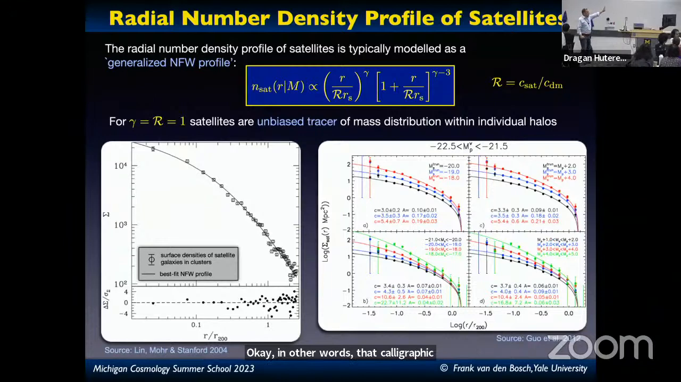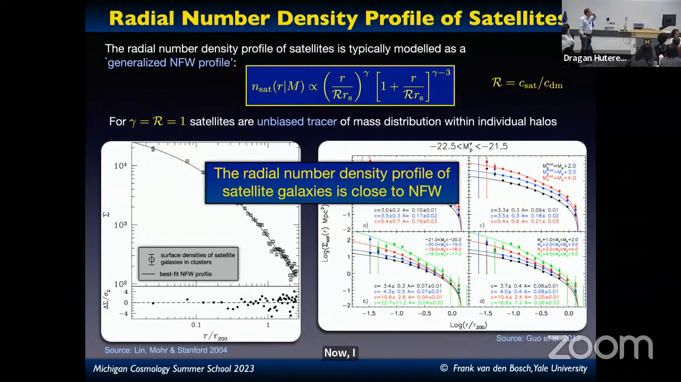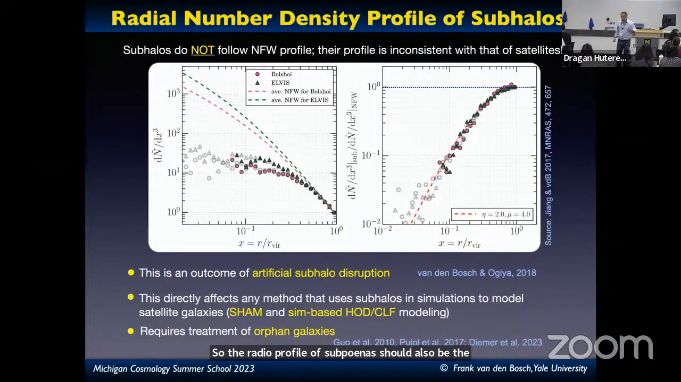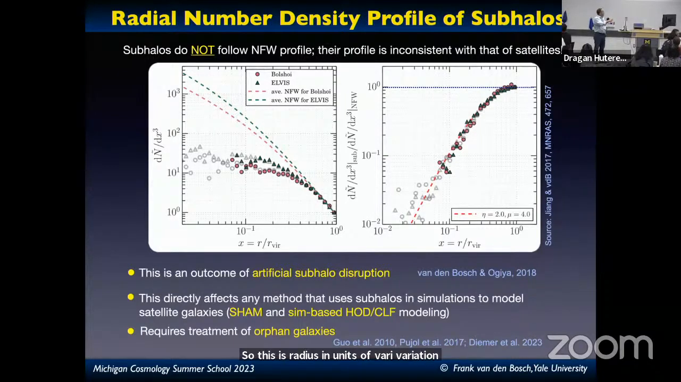Now, I want to end today on one surprising note. So here I show that data tells you the radial profile of satellite galaxies seems to be roughly NFW. I also told you that satellite galaxies live in subhalos. So the radial profile of subhalos should also be the same, right? Unfortunately, it's not. You can go to your simulation, find halos, and measure the radial profile of dark matter subhalos. And that is shown here. So this is radius, in units of virial radius, the number of subhalos, and this is data from simulations, these dots.